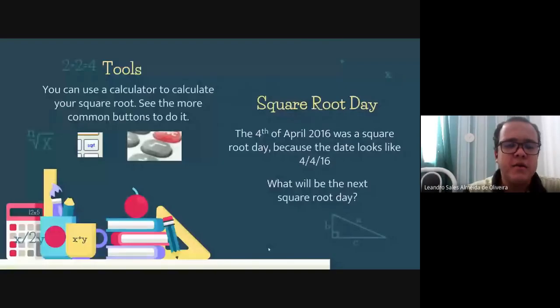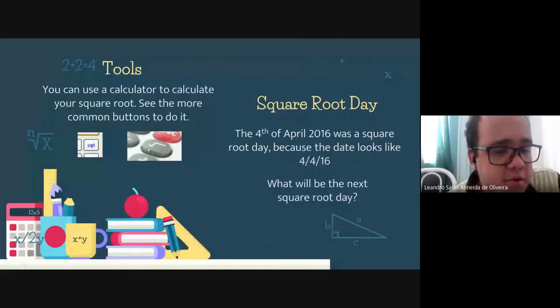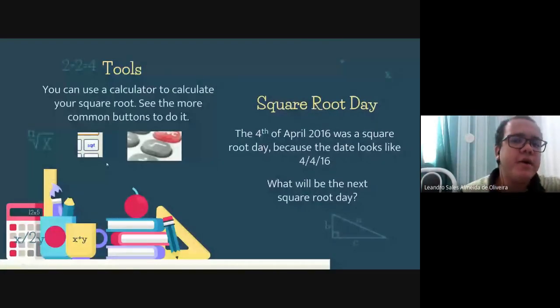So here, tools, the calculator. We can use the calculator to calculate square roots, right? Pay attention to the symbols on the calculators. In some calculators, we have here SQRT. This means square root, or the symbol of the radical, right?